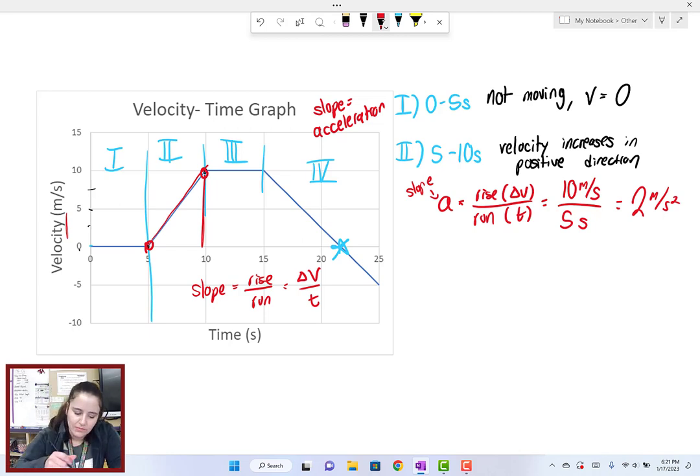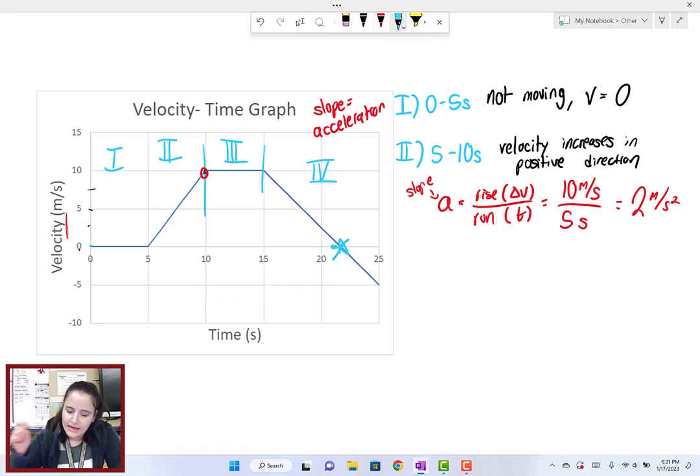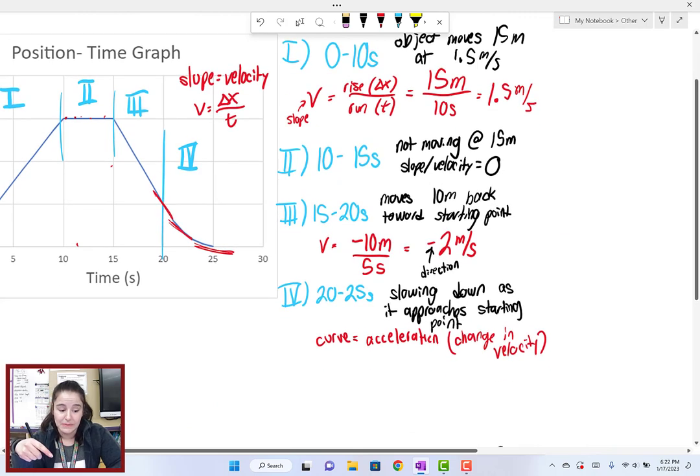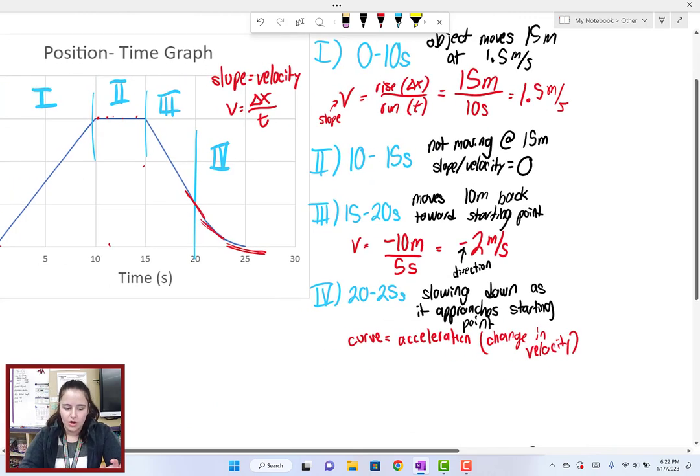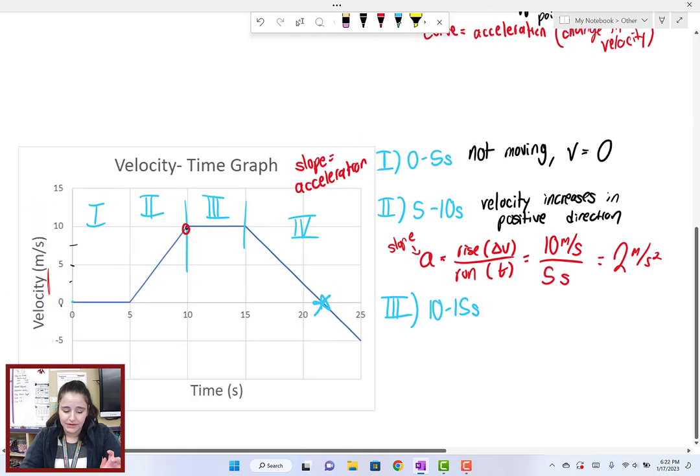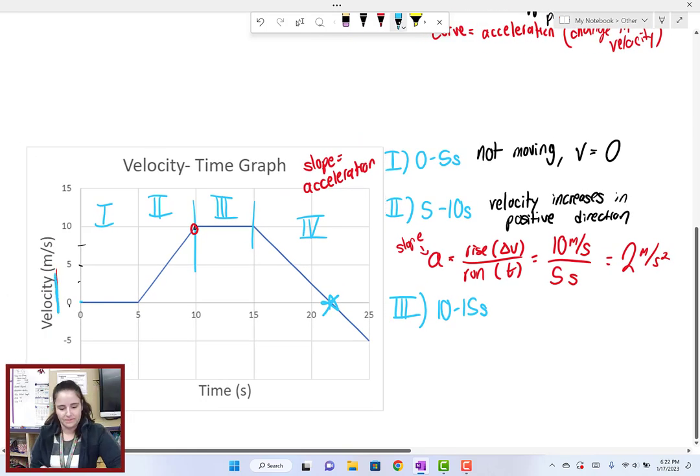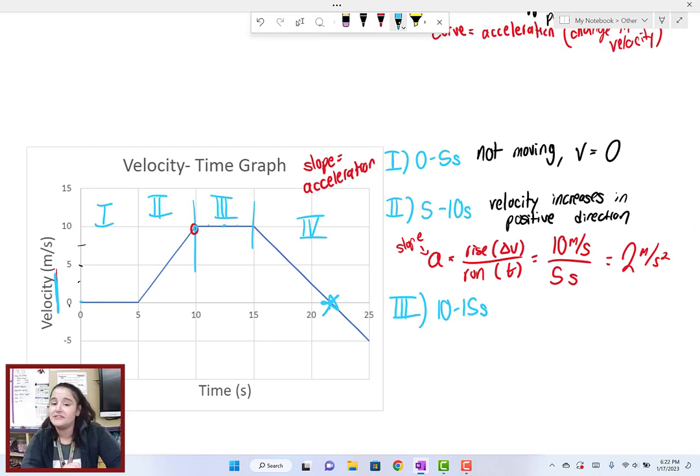Okay, cool. So that brings us to chunk 3. In chunk 3, from 10 to 15 seconds, it's a flat line again. But it's not a constant position. It's not at rest like it was in the position-time graph in part 2. Rather, it's constant velocity. At 10 seconds, its velocity is 10 meters per second. At 11, 12, and 15 seconds, it's still 10 meters per second. So it is moving with a constant velocity.